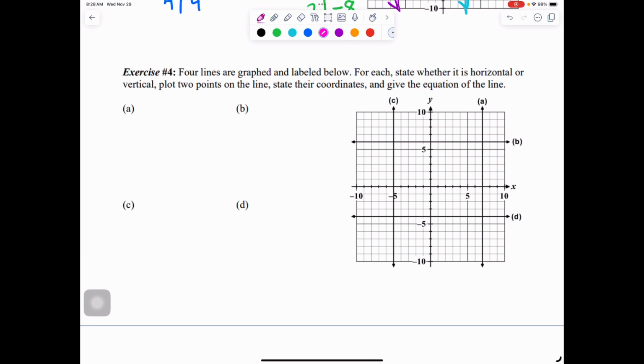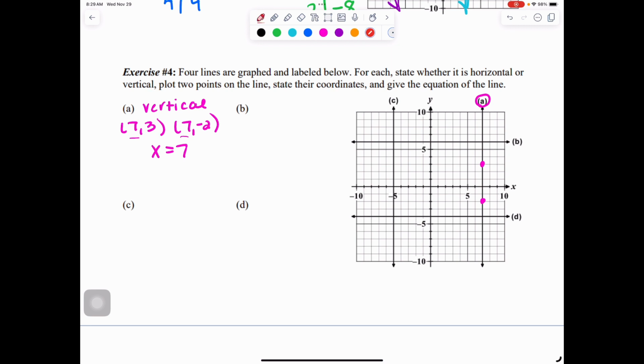So if I look at A, which is over here, I see that it's a vertical line. So I'm going to pick 2 points on that line. I happen to pick (7, 3) and (7, -2). So now that I wrote those 2 down, I see the thing they have in common is x equals 7. So my equation is x equals 7.